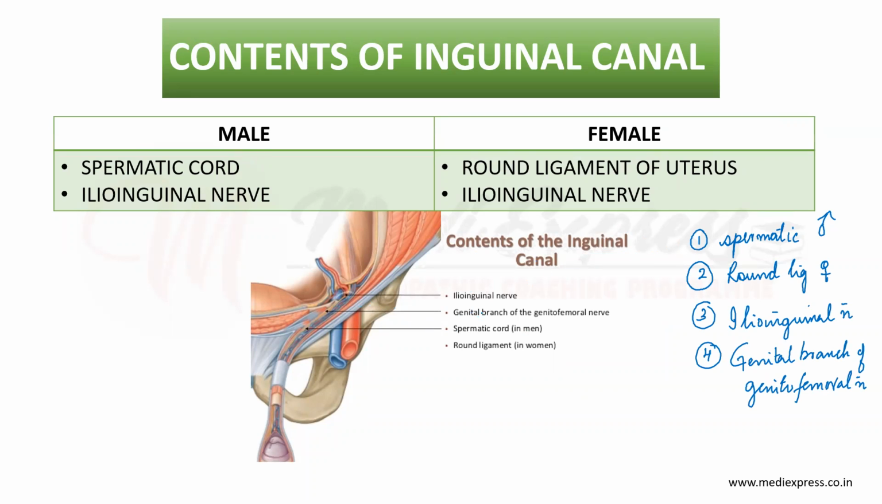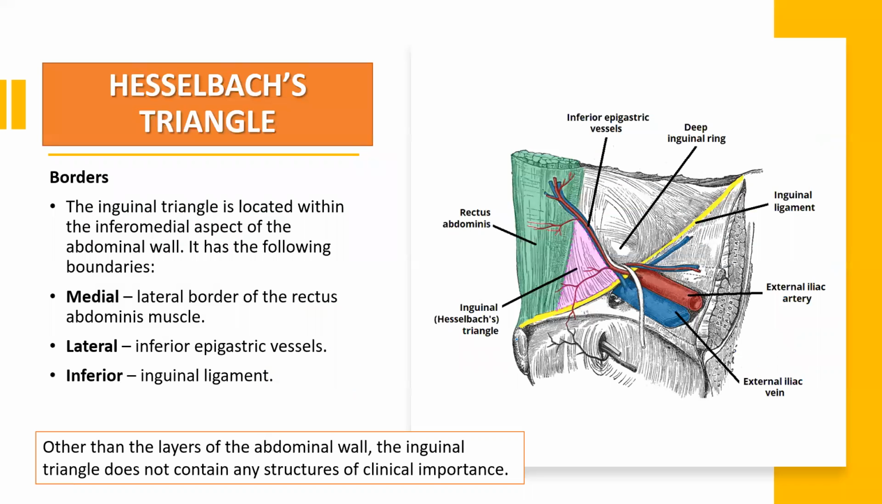You can see the picture over here. We have ilioinguinal nerve, genital branch of genitofemoral nerve, spermatic cord in males, and round ligament of the uterus in women. So this is the one which has been asked frequently in the exams. Contents of inguinal canal.